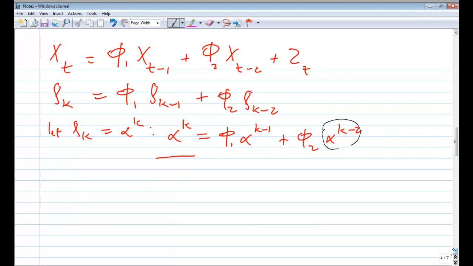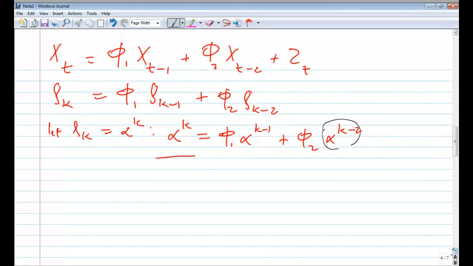Why are we putting rho? We want to deal with the autocorrelation, because rho represents the autocorrelation function. Remember, we just want to calculate the autocorrelation functions without calculating the autocovariances. So that is why we're changing xt to be rho k. Okay, it makes sense.